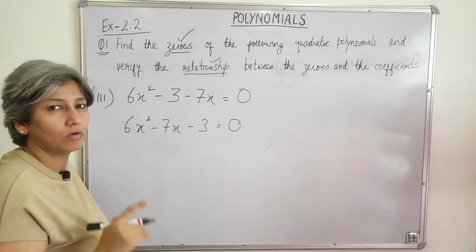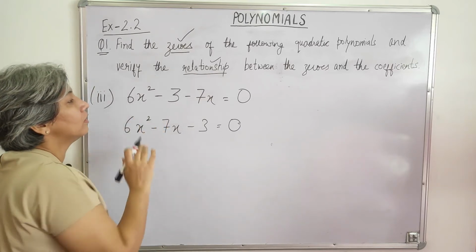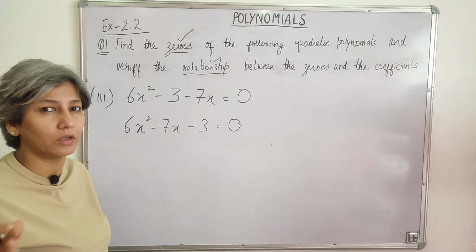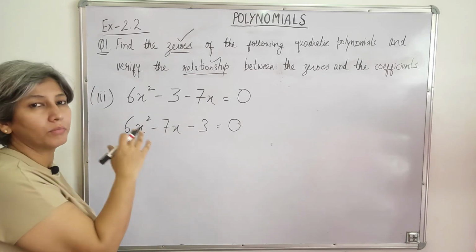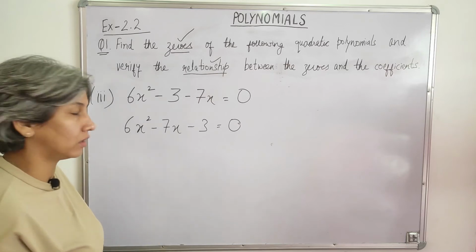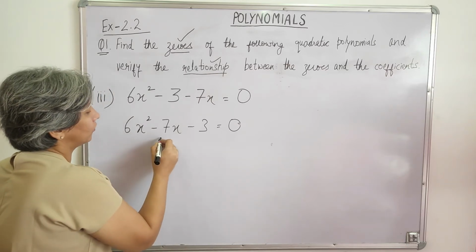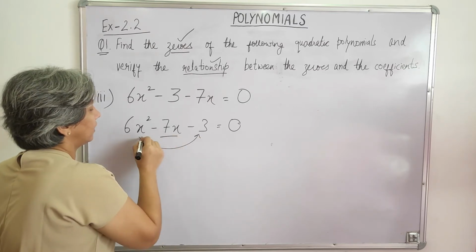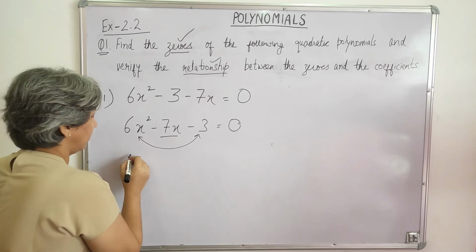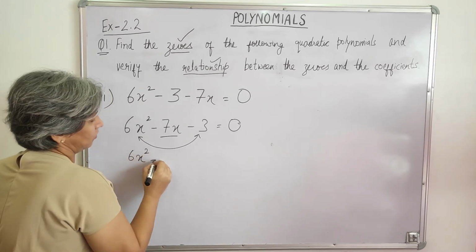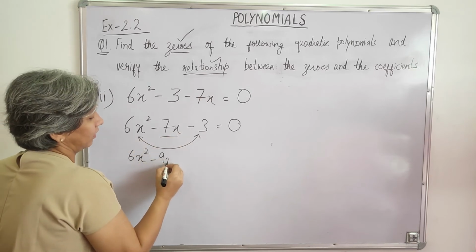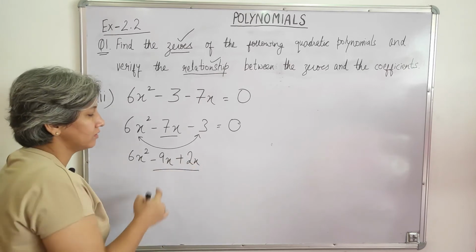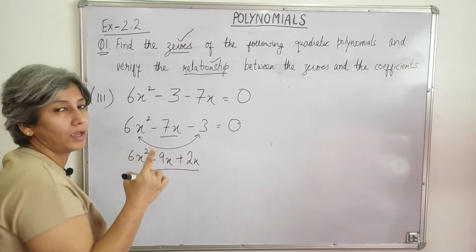Now we'll start solving it. So always remember, have a look at the polynomial given, see if it is in the standard format of ax² plus bx plus c. If not, bring it into the standard format and then start doing it, right? So now we have to split minus 7x in such a way that the product should be minus 18x², right? So let's do it. 6x² minus 7x, we can write as minus 9x plus 2x. This is minus 7x, and if I multiply them it is minus 18x².